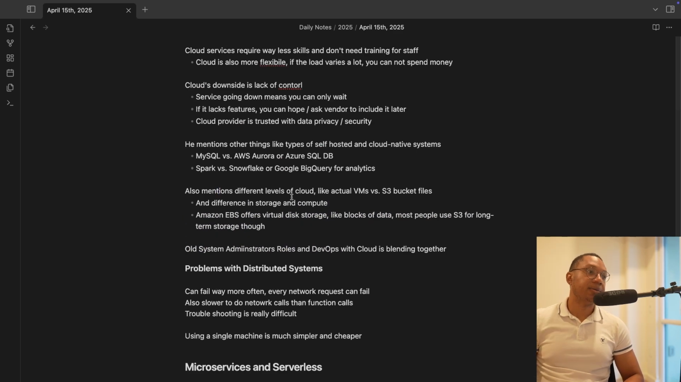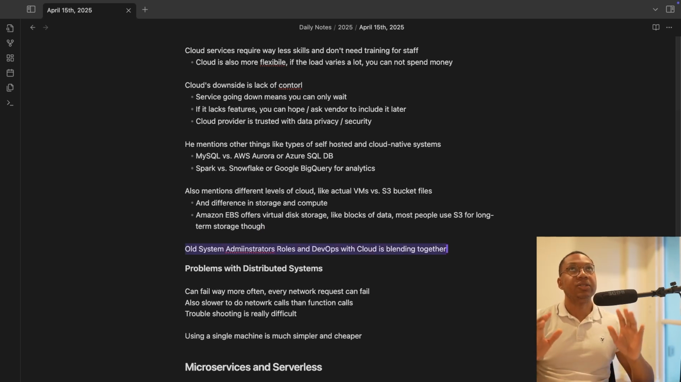Different levels of cloud. There are actual VMs, and there are S3 bucket files. And then you've got differences in storage and compute. Amazon EBS offers virtual disk storage, so it's like blocks of data. And if you want long-term storage, you can push things out to S3.